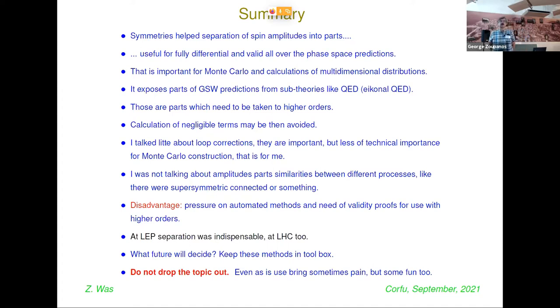In my talk, I talk a little about loop corrections, which are equally important, partly because from the point of view of Monte Carlo construction, it was less of a pain because they do not bring more complicated phase space. And for Monte Carlo, phase space is important. I was also not talking about similarities of amplitudes for different processes. So when you looked at it carefully, but then you forget in a few minutes, you find out like if there was somewhere a sign of supersymmetry or other algebraic symmetries which combine the functions because of some hidden reasons.